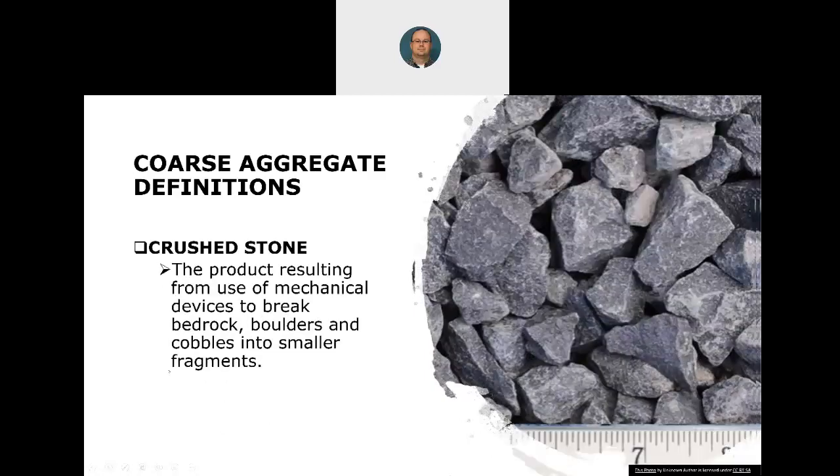We have crushed stone. Crushed stone is similar to crushed gravel, except crushed stone is when they blast bedrock out of the quarry. They'll take these huge boulders and then crush them. Bedrock boulders and cobbles are crushed into smaller fragments. Again, it's angular. So think of stone as big, massive pieces of bedrock.